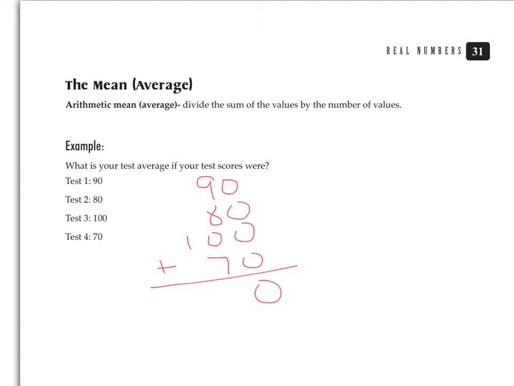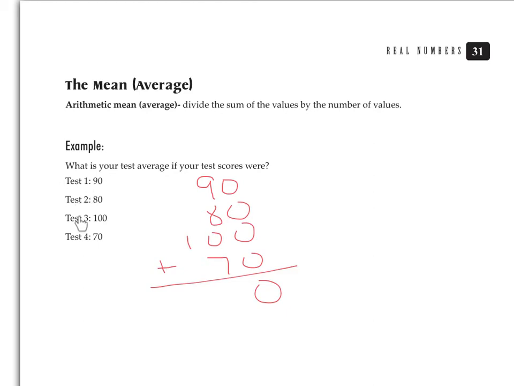Okay, so when we're talking about a mean, we're talking about an arithmetic average. The word mean means average. We divide the sum of the values by the number of values. So a sum means add. So you have to first add your pieces of data, then you divide that sum by how many pieces of data you have. So if we're going to find an average of these pieces of data, we want to find our average test score here.